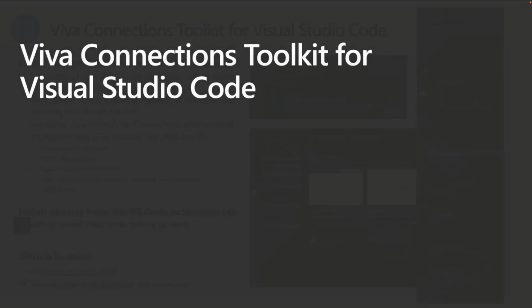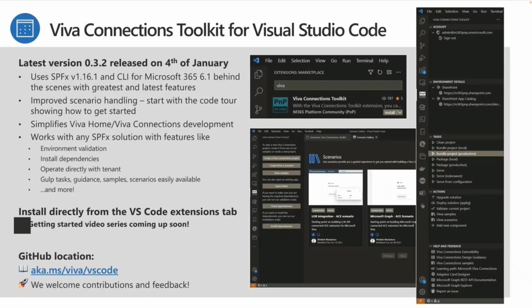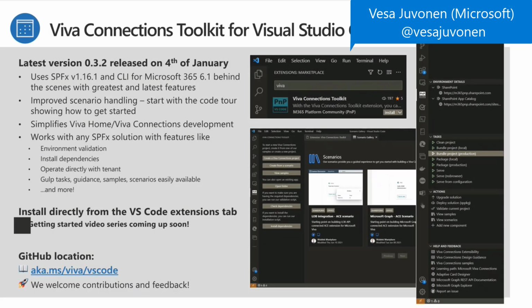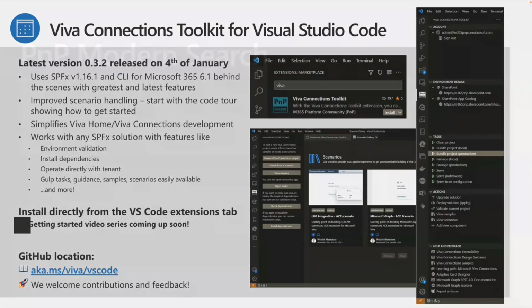Thanks, Alex. Viva Connections Toolkit, Vesa. Yeah, really quickly here, the latest version is from 4th of January, 0.3.2, which is using 1.16.1 and CLI 6.1 behind the scenes. And this is really intended to streamline your development experience, not only for Viva, but also for SPFx development all up. So check it out, give us feedback.